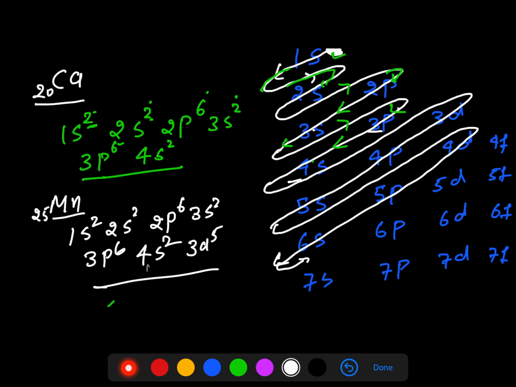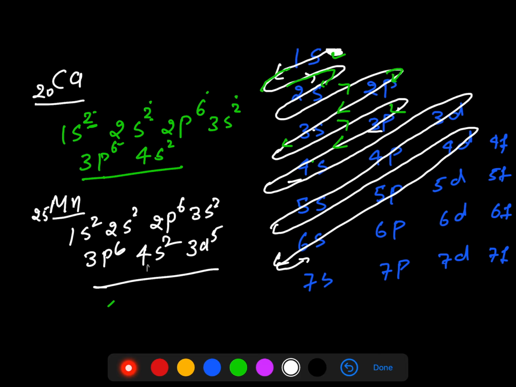For practice, you can write the electronic configuration from atomic number 1 till atomic number 30, right? And you can repeat it as many times as possible. This is very important. You must have this knowledge of writing the electronic configuration, right?